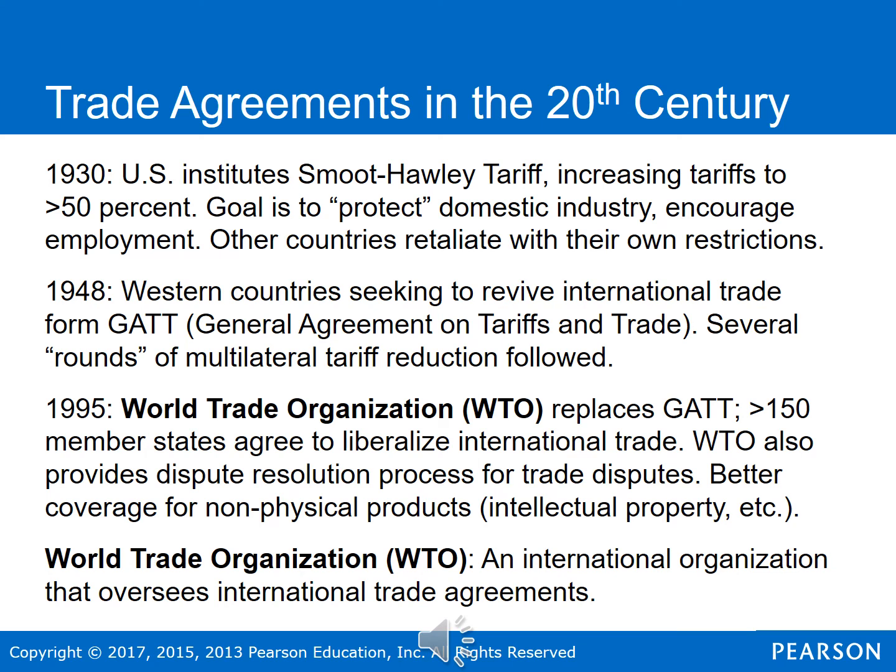In 1948, Western countries that were seeking to revive international trade after World War II formed the GATT, the General Agreement on Tariffs and Trade. And during this, there were several rounds of multilateral tariff reduction that followed. So all the countries together deciding they were each going to reduce their tariffs. And this makes it more palatable because every country is making it easier to import into their country. So while you have some domestic manufacturers that are losing, you have others that are gaining because of the lower tariffs on the goods that they export.